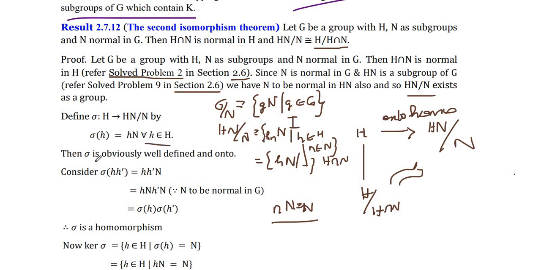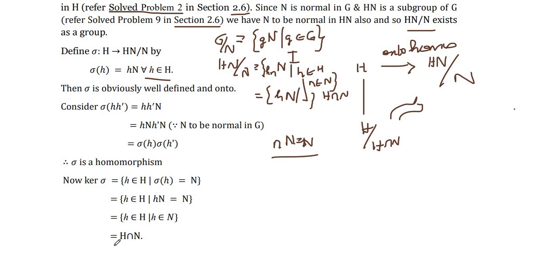Now, the way in which sigma is defined, it is obviously well defined as well as onto. So that's very obvious. And we have to show that it's a homomorphism. Once we show that it's a homomorphism, only then can we talk about the kernel. The kernel we will establish to be H intersection N. So to prove homomorphism, this is what we have.